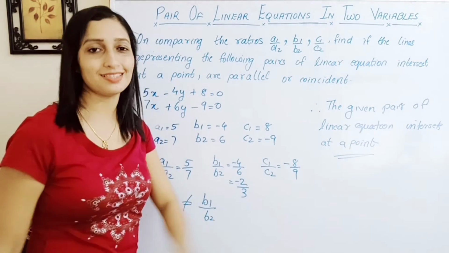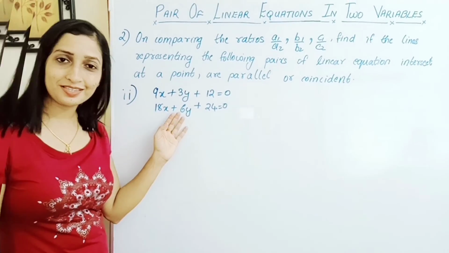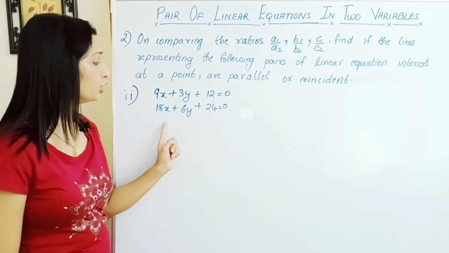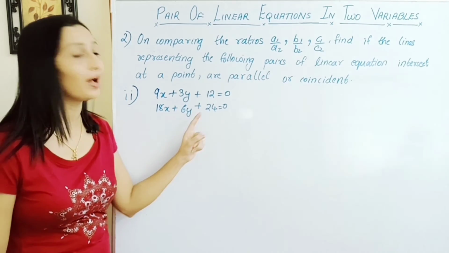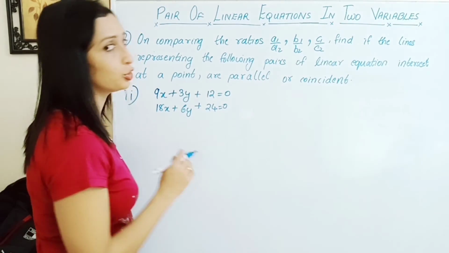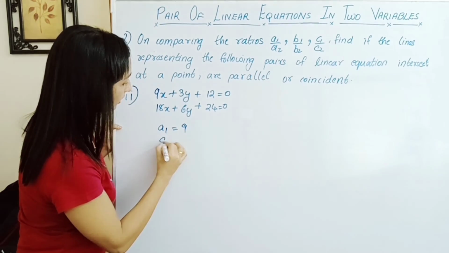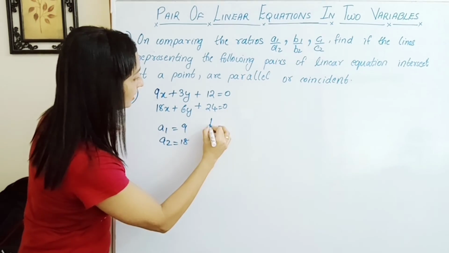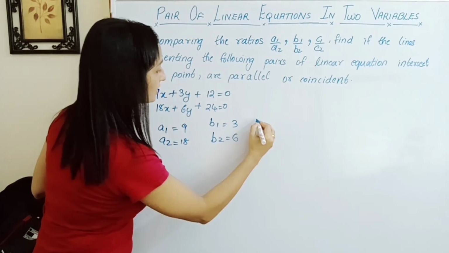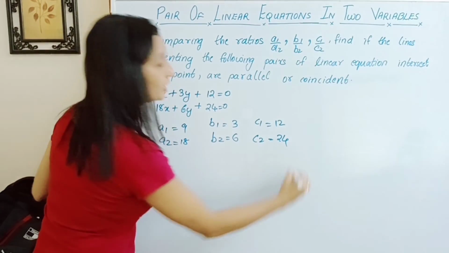This is our answer. So now let's move on to our next part, which is part 2. That is 9x plus 3y plus 12 equals 0 and 18x plus 6y plus 24 equals 0. So let's find out our A1, A2, B1, B2 and C1, C2. A1 is equal to 9, A2 equals 18, B1 equals 3, B2 equals 6, C1 equals 12, C2 equals 24.